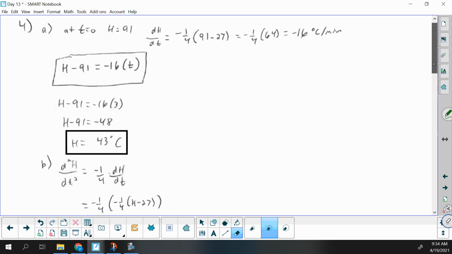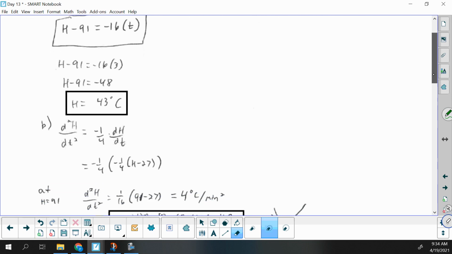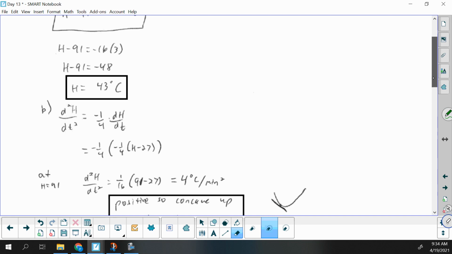For our second derivative, it's just -4, but then we have to multiply by dh over dt. So replace dh over dt with what they told us. Then we fill in 91 because we want the initial value, since that's where our point of tangency was for the tangent line and the curve. We eventually get 4 degrees Celsius per minute squared.